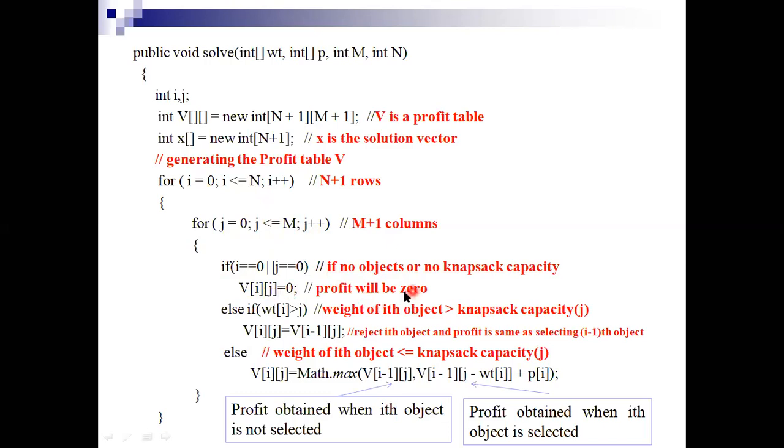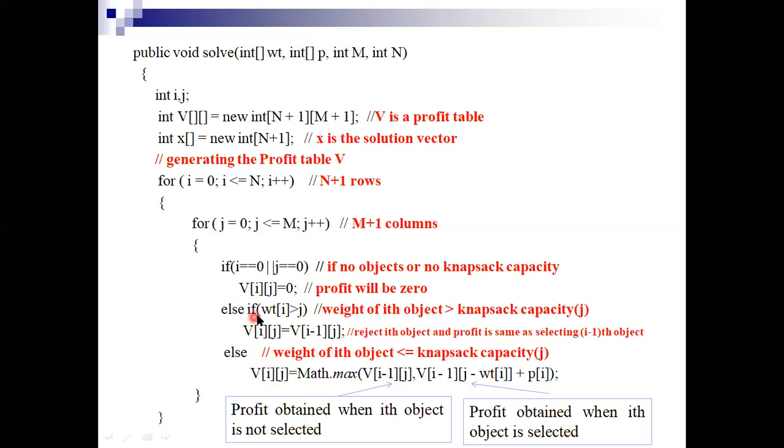Profit will be 0. Else if weight of i is greater than j, that is, the weight of your ith object is greater than the knapsack capacity j, you have to reject the ith object. It cannot be selected. Reject it. The profit is the same as selecting the i minus 1th object with respect to the capacity j. Knapsack capacity j. V of i j is equal to V of i minus 1 j. Else, there are three conditionals or three branches, I can tell.